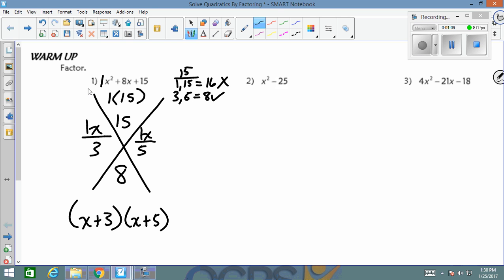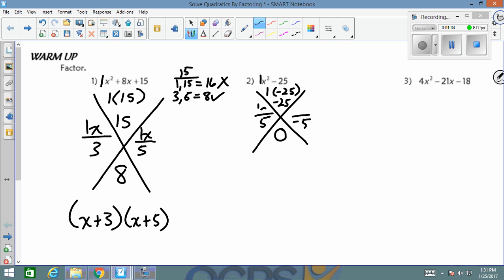Okay, let's try the next one. Again, we're going to do the same thing. First times last, 1 times negative 25, which is negative 25. In this case, there's no middle number, so we put 0 in the bottom. So we need factors of 25 that add to 0, so 5 and negative 5.